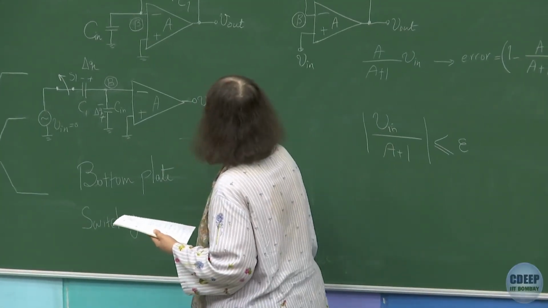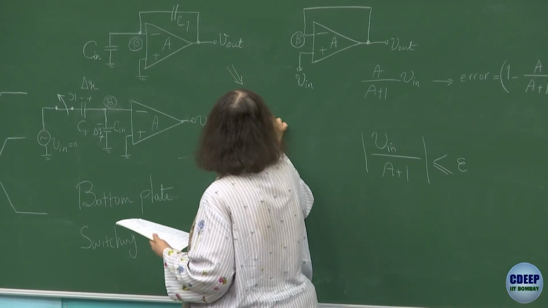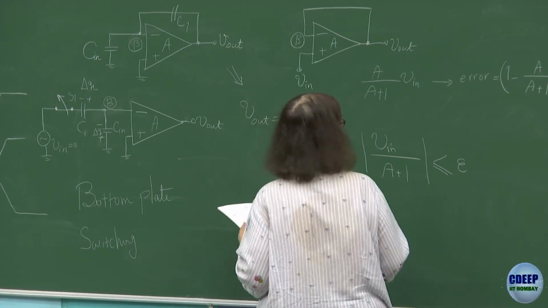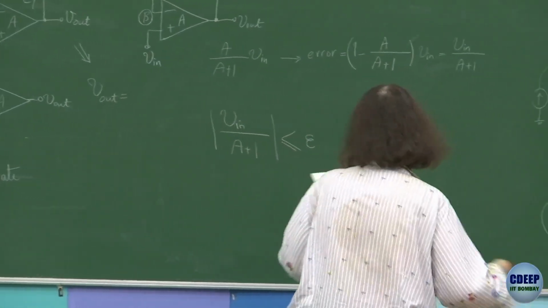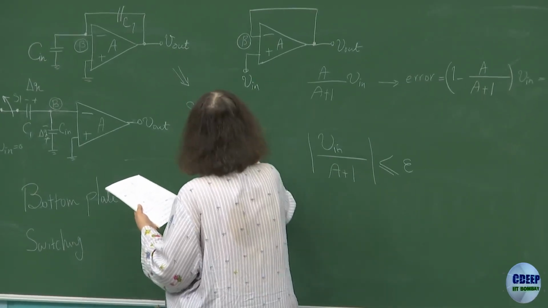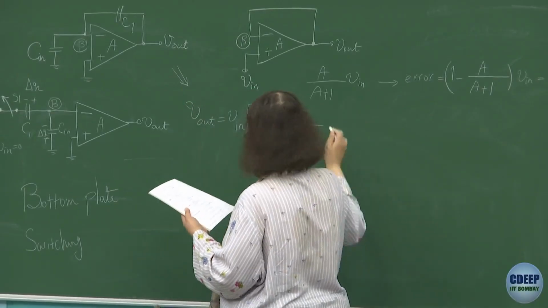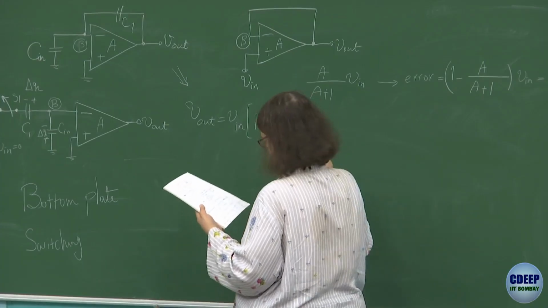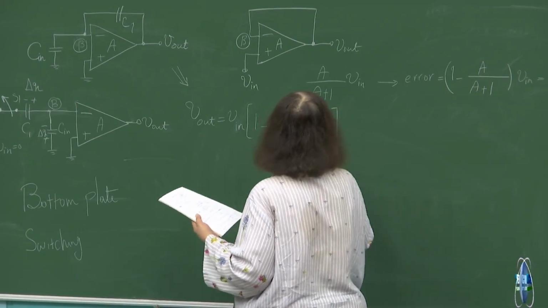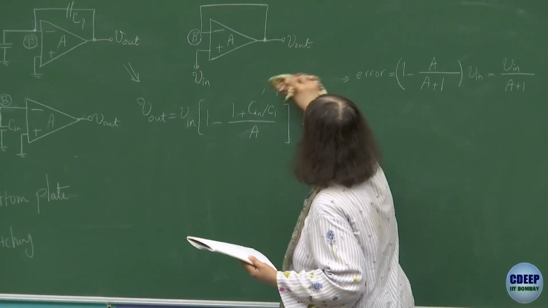So eventually Vout will be, let me write directly there. That's okay. Let me write Vout, then you will get Vin into 1 minus, interesting, this is also showing up, (1 plus Cin upon C1) upon A. This ratio of Cin upon C1 is showing up here as well in the precision.